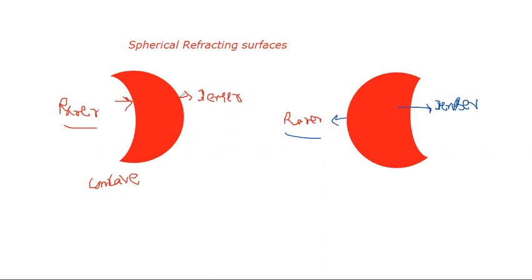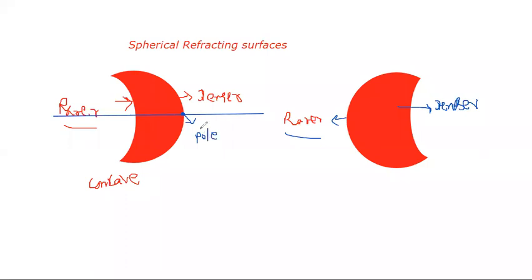What is the pole? If I take this refracting surface and draw a straight line passing through the center of the surface, then this point, O, is known as the pole.